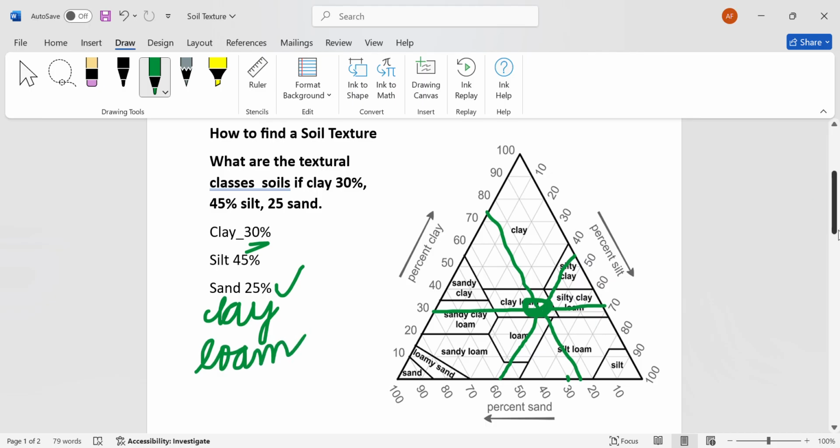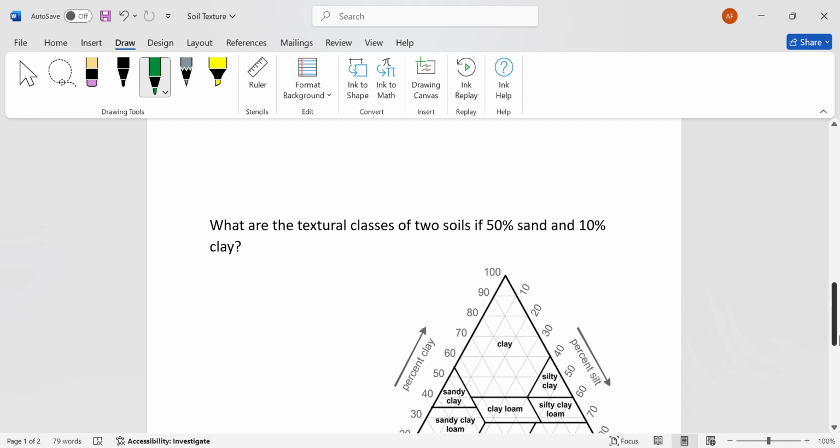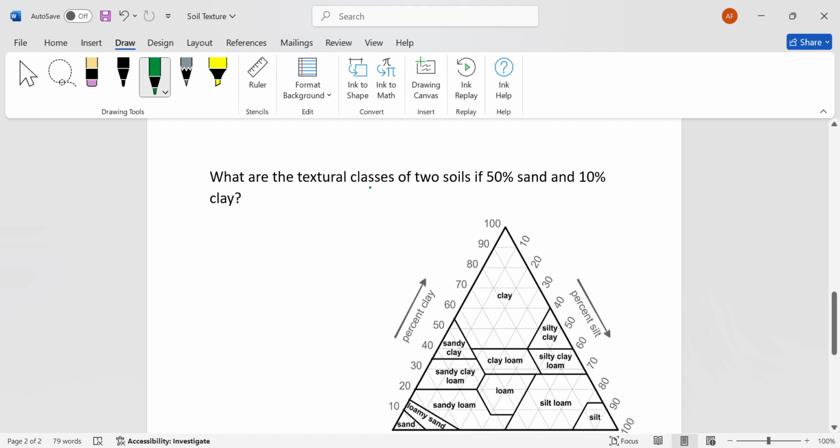Okay, we have a second statement. What are the texture classes of two soils? The question is given for two soils with 50% sand and 10% clay. Now this question is a little complicated because the silt percentage is missing. So I will tell you the easiest way to find the percentage of silt.